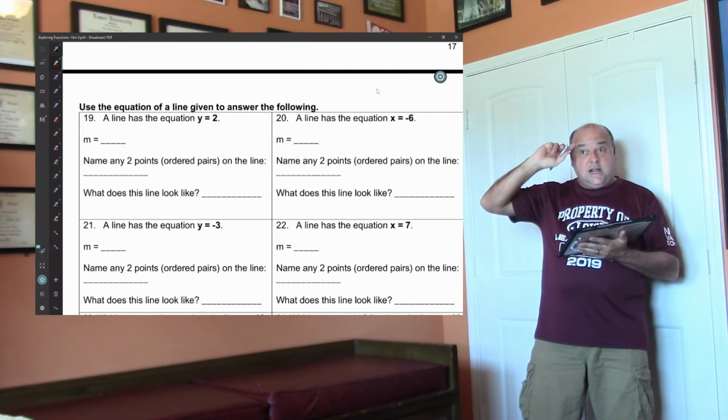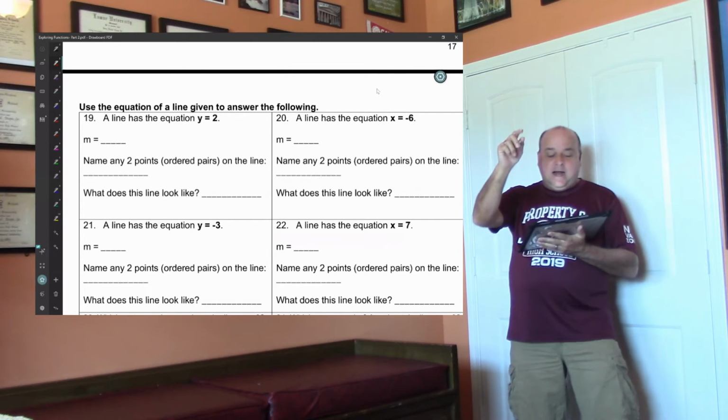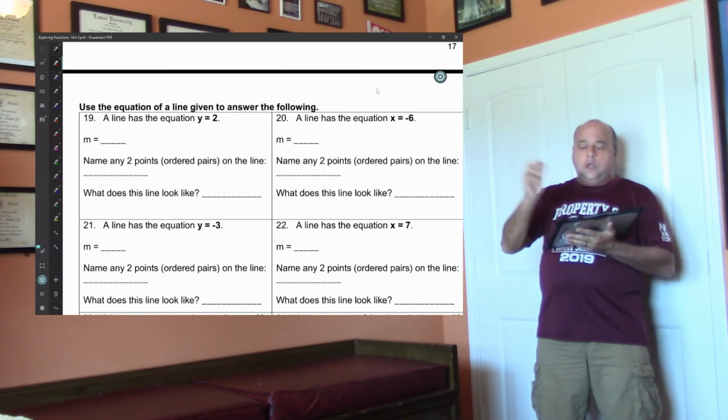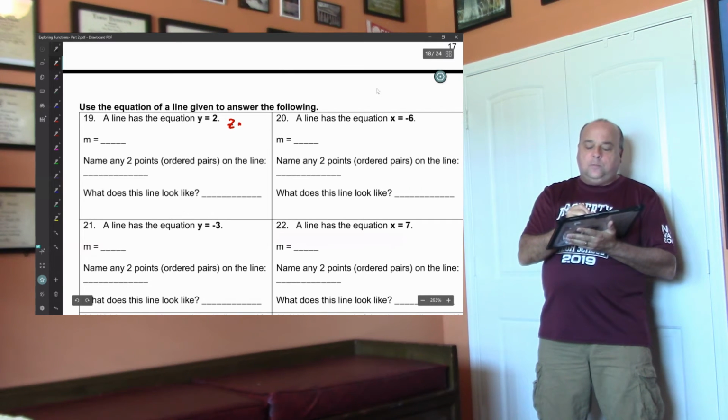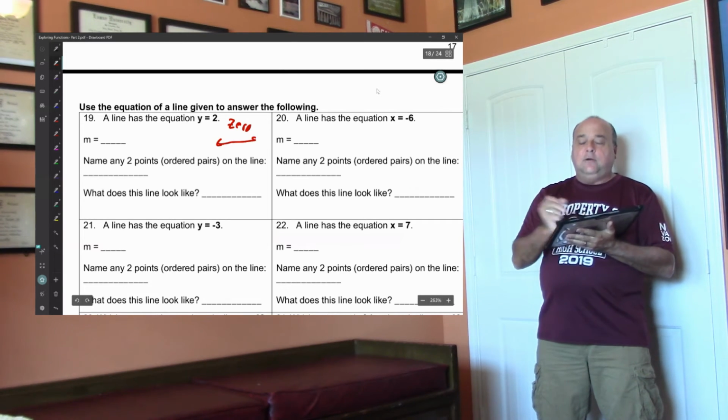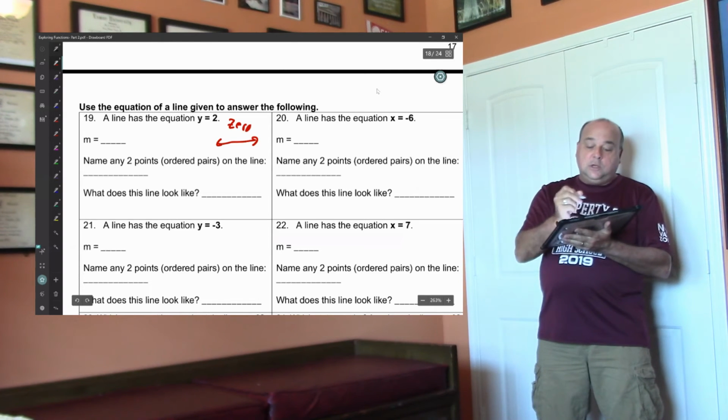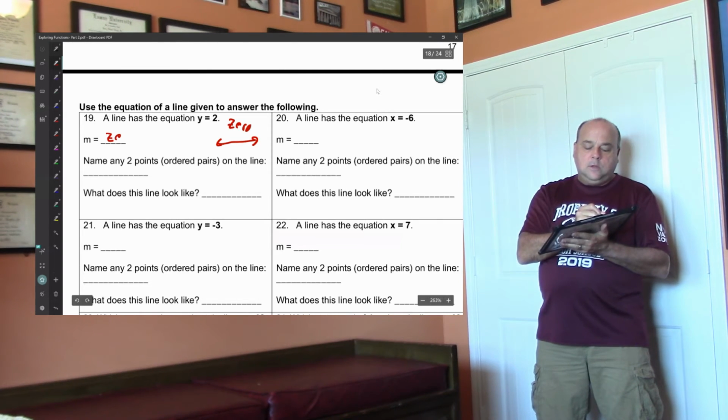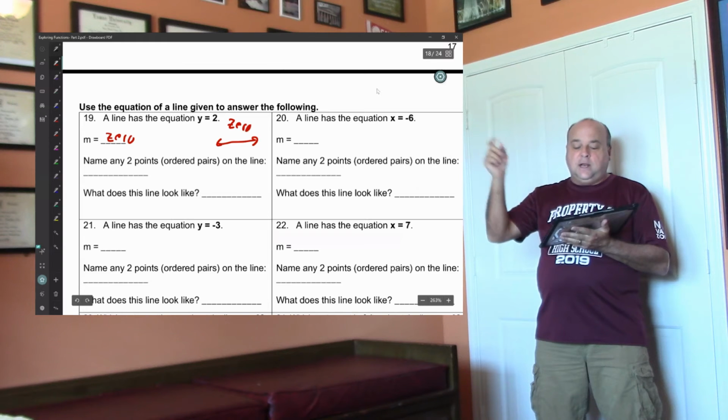You're learning a lot of new processes here. A line has an equation of y equals 2. Y equals is 0 slope, and it's a flat line, right? So m equals 0. Name any 2 ordered pairs on the line.